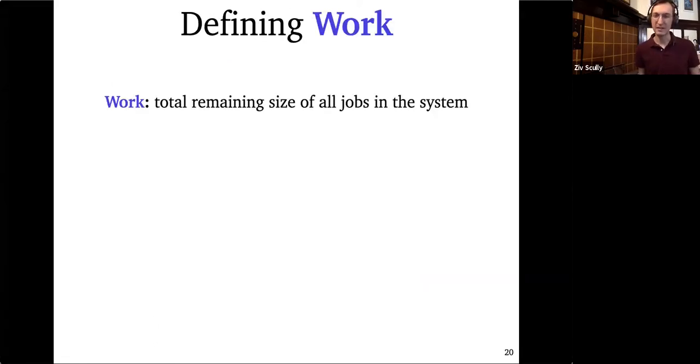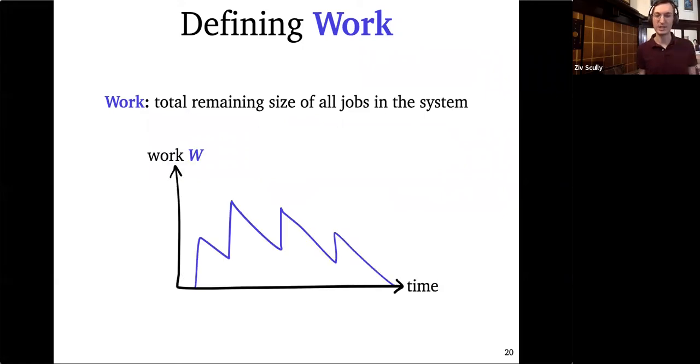So let's start by defining what work is. Work is just the total remaining size of all jobs in the system. The way I like to think about this is to visualize the work in the system over time. It looks kind of like this sawtooth graph, where the jumps up are jobs arriving. When a new job arrives, that creates more remaining size in the system. And the slopes downwards are service, that is, jobs getting served, so the remaining size goes down.